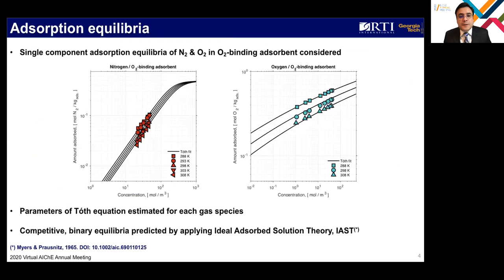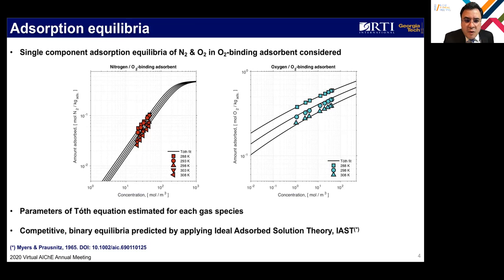So let's talk a little bit about the adsorption equilibrium for a particular oxygen binding adsorbent, which we have been taking into consideration for this project. And as you can see, just from looking at the equilibrium, you can already attest that this will probably have a very high selectivity in terms of binding the oxygen with respect to the nitrogen. We have fitted these to the single component adsorption isotherm Toth equation. And then we apply ideal adsorbed solution theory, which is one of the simplest ansatz which we can apply in order to determine competitive binary equilibrium from the single component adsorption information.